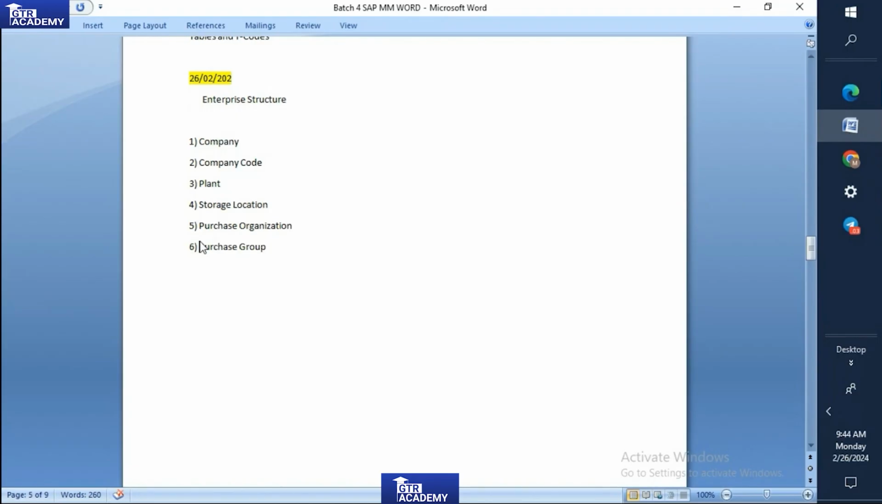See, in enterprise structure, I'll give you an example also. Firstly, it is the skeleton for the enterprise structure. It is the flowchart. First, the company will come, company or else the client. Under the company, the company code, and then the plant, and then the storage location, and then the purchase organization, and then the purchase group.